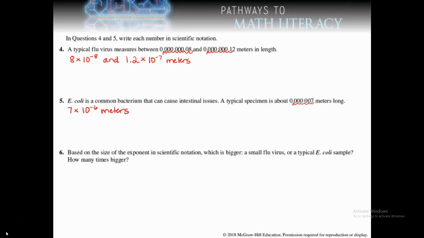And then in 6, based on the size of the exponent in those scientific notations, which is bigger, a small flu virus or a typical E. coli sample? Well, the small flu virus would be the 8 times 10 to the negative 8th. And then the E. coli is 7 times 10 to the negative 6. Those are both in meters. So in this case, the 8 to the 7 is almost the same. We're really just focused on the exponents on the 10. To get from 10 to the negative 8th to 10 to the negative 6th, that exponent would need 2 added to it. So we're talking about 10 to the 2nd, which is about 100 times bigger.